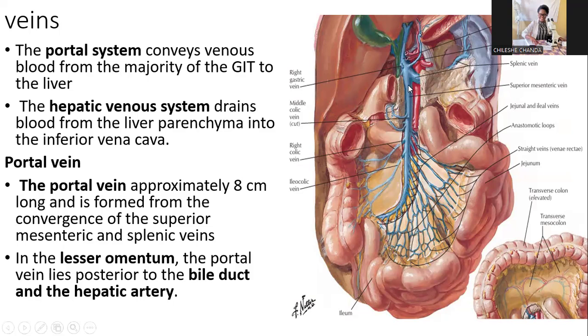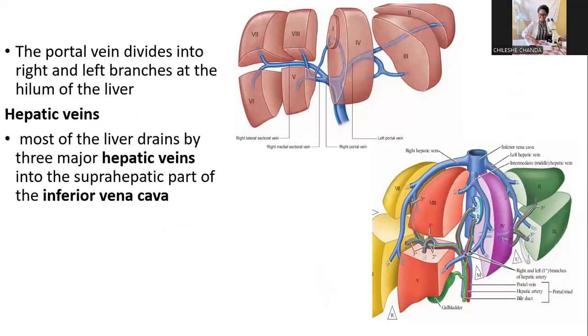Now, this superior mesenteric vein, together with other branches, will drain other organs, including the spleen. If you see the spleen over there, the organ which is looking grayish in color, it is also going to be drained. And once all these veins come together, they make a major blood vessel known as the hepatic portal vein. Once the hepatic portal vein is formed, it then divides into the right and left branches at the hilum of the liver.